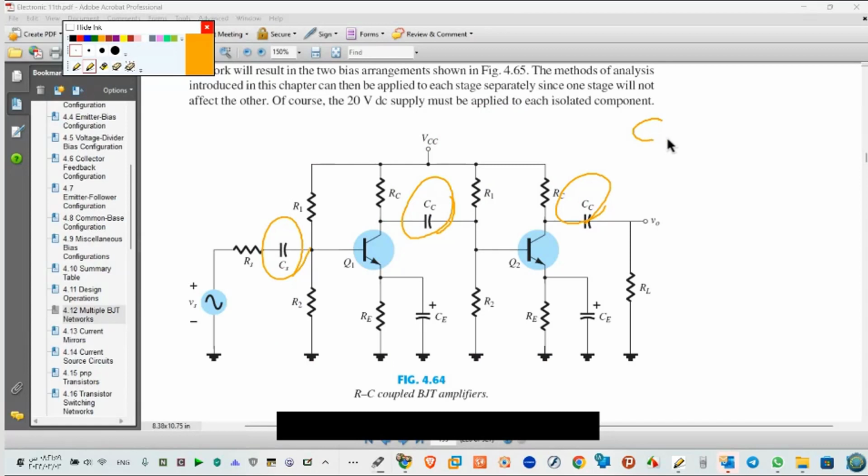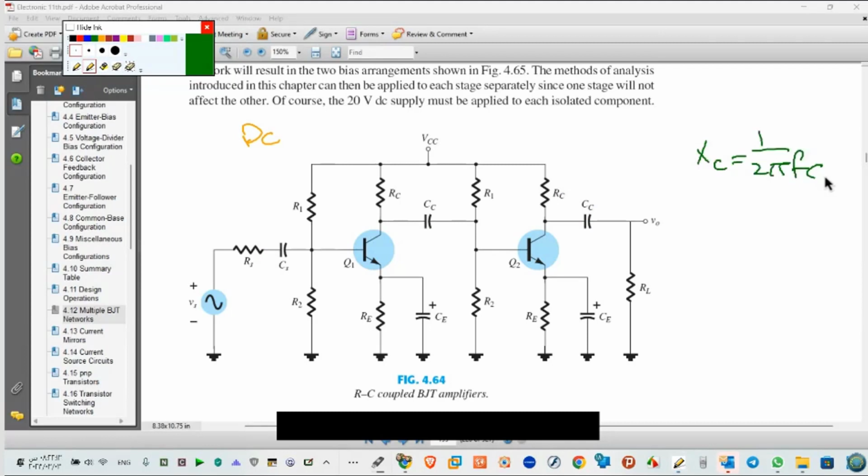What's the name? CC, coupling capacitor. That means it connects this with this. Again, this is for DC. As you know from circuit theory, XC is 1 over 2 pi f C. And if f here is 0, that means XC here is infinity. Because this is DC current or voltage. Any question for this? Is it clear?